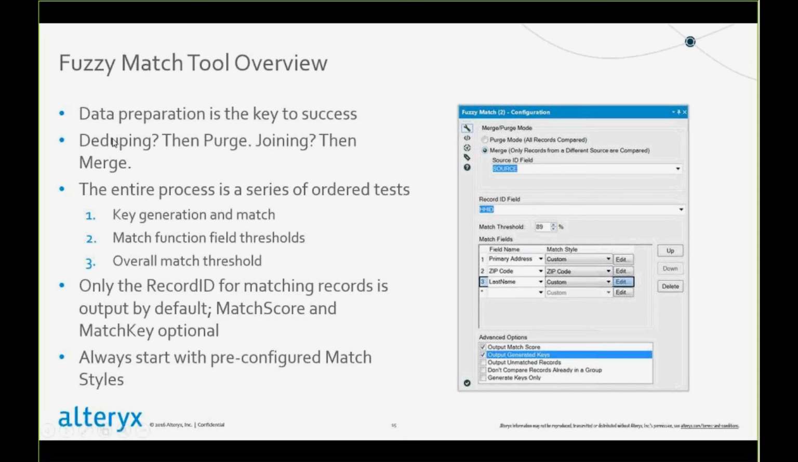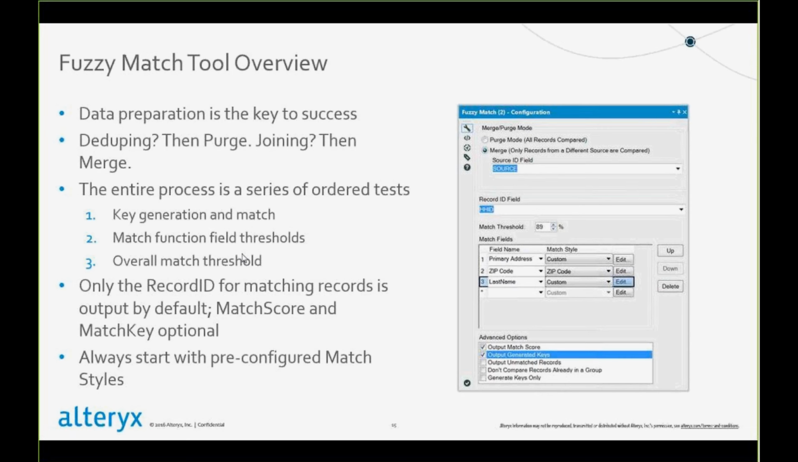There are really two options for the tool. You can dedupe one stream of data, and if you want to do that, you'd choose Purge at the top here. Or if you're trying to join two data sets like I talked about earlier, that would be a Merge. Anytime you do a merge, you specify which file the records are coming from, which I'm going to walk through.